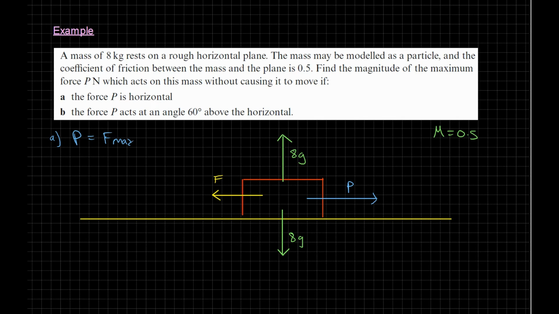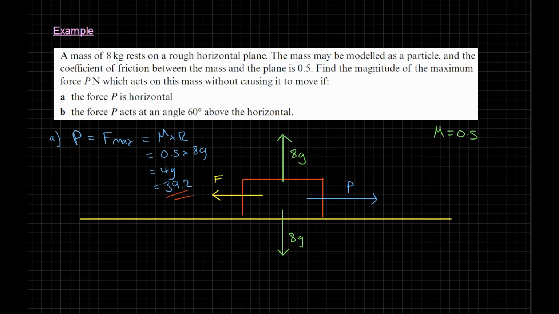which in this case is going to be equal to mu times the reaction, which is 0.5 times 8g equals 4g equals 4 times 9.8. Can we do that in our heads, or are we lazy? 39.2. Cool, okay, so that's the first one. We've got 39.2, that is in fact the largest force that P could be without the box moving.